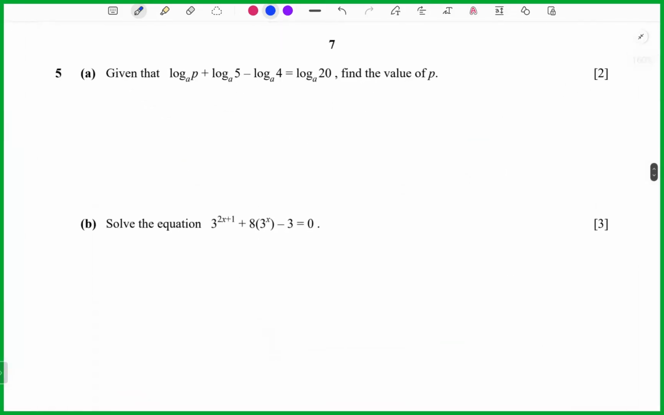Okay, let's see question 5. Okay, question 5 is a logarithm question. So let's see how to solve this question.